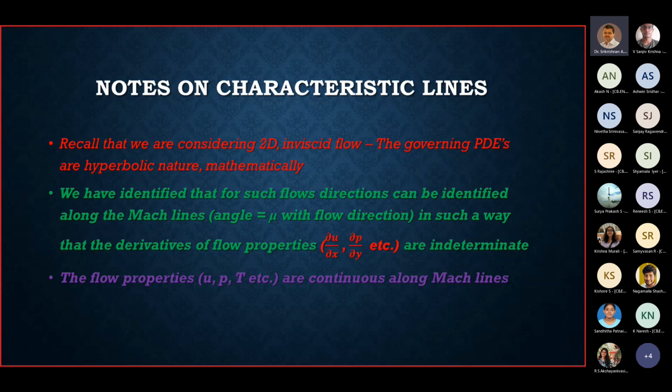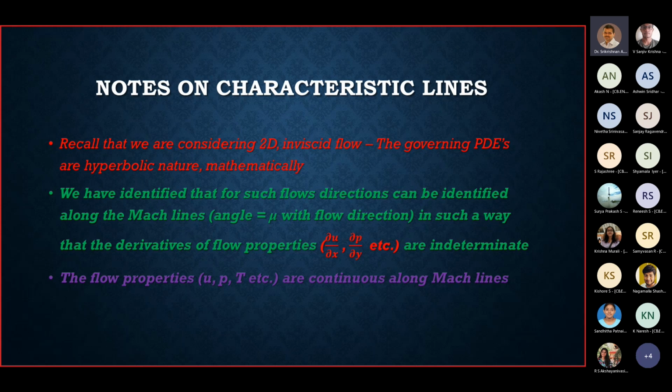Now, the Mach lines, which correspond to the angle mu equals sine inverse of 1 by M, are the ones along which dou u by dou x, dou p by dou y, etc. are indeterminate, and they are what we call the characteristic lines. For any given point, you can have two such lines crossing, and we call them left running and right running, usually denoted as C plus and C minus.